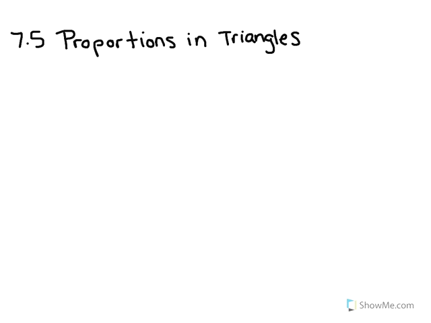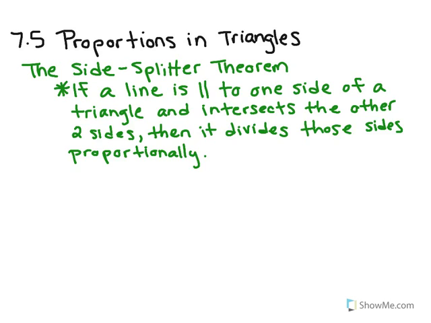This tutorial is going to talk about section 7.5, proportions in triangles. And to get started, we have a brand new theorem. It's called the Side-Splitter Theorem. And here's what it says. It says, if a line is parallel to one side of a triangle and intersects the other two sides, then it divides those sides proportionally.